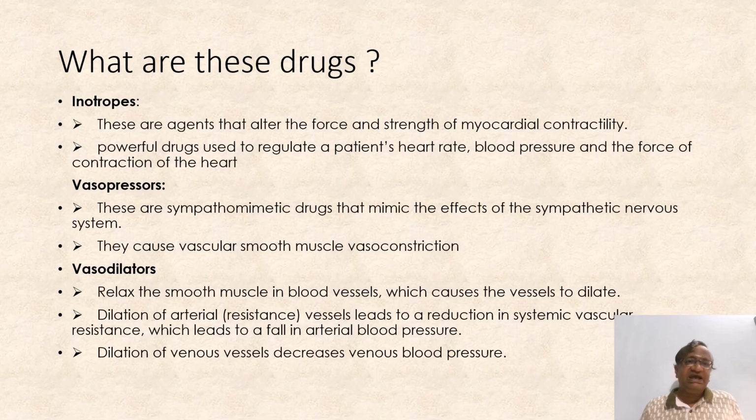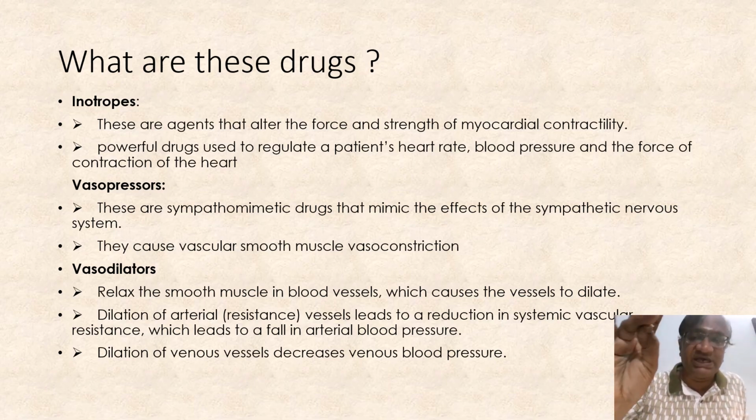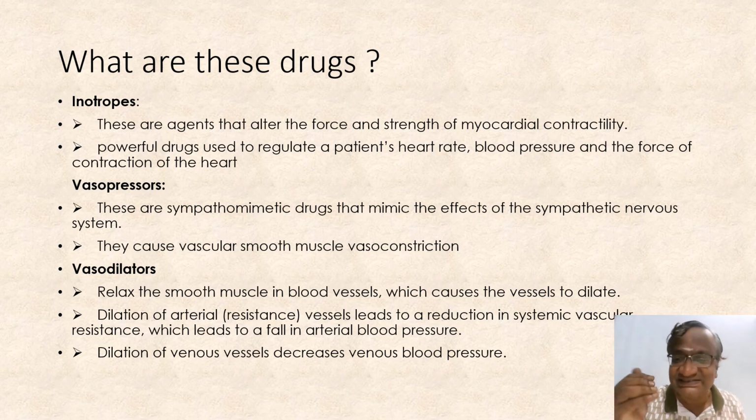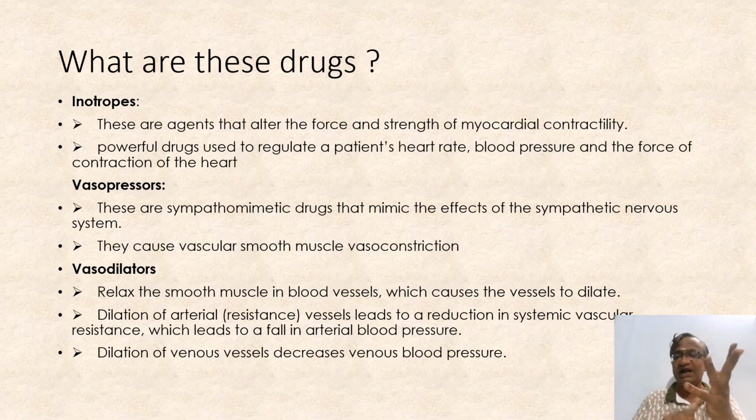So there are so many drugs: inotropes, vasopressors, vasodilators. Inotropes increase the force of contraction. Chronotropy increases the rate. Dromotropy increases the excitability and conduction. There is something called lusitropy, better diastolic relaxation. This is inotropy, chronotropy, dromotropy, and lusitropy. Now, vasopressors are drugs that cause sympathetic-like vessel constriction. Vasodilators cause muscle dilatation.